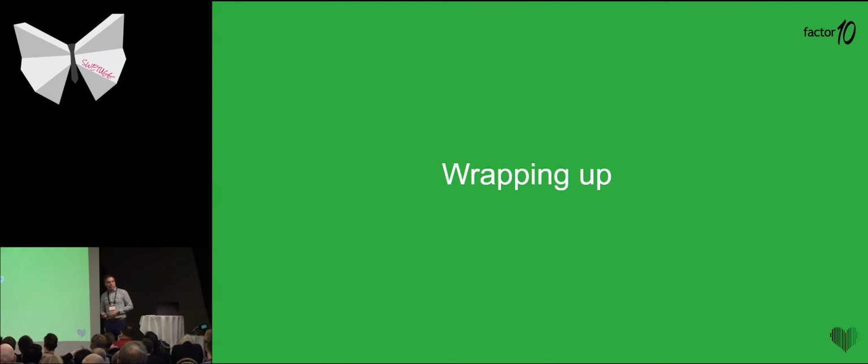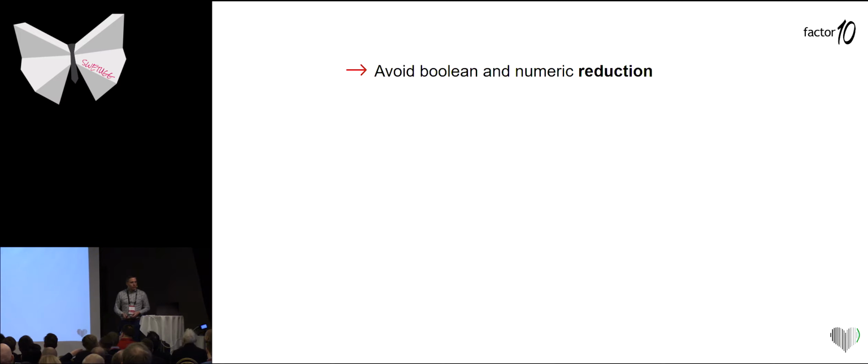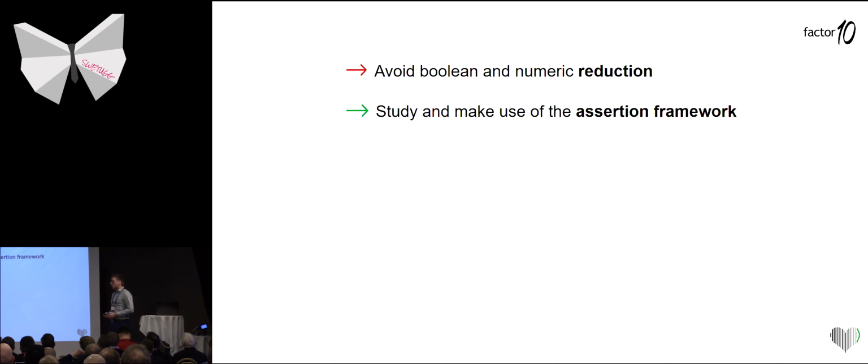So just wrapping up, what we've seen is that we should avoid Boolean and numeric reduction. They take state and interesting data and interesting context and mash it together to true, false, or number, and makes our test failures pretty useless. We must study and make use of the assertion framework. Look beyond assert equals. See what does the test framework have that can make our tests fail even better.